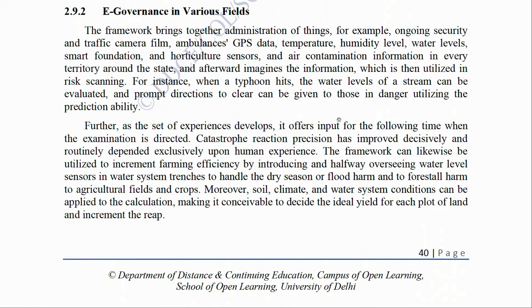Further, as history develops, it offers input for the following time when the analysis is conducted. Disaster response accuracy has improved drastically, having routinely depended solely upon human experience. The framework can likewise be utilized to increase farming productivity by installing and centrally managing water level sensors in water systems and trenches to handle drought or flood damage, and to prevent damage to agriculture fields and crops. Moreover, soil, climate, and irrigation conditions can be applied to the calculation, making it possible to decide the ideal yield for each plot of land and increase the harvest.